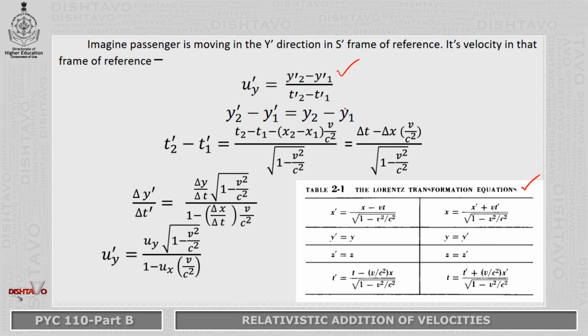Now, I use the transformation equation: y2 prime minus y1 prime will be equal to y2 minus y1. This is the transformation equation, because the displacement is along x. For t2 prime and t1 prime I pick up the corresponding equations, and then upon simplification I get this particular formula. See, this ux term is coming. So, I request students to ponder upon why you are getting the ux term there.